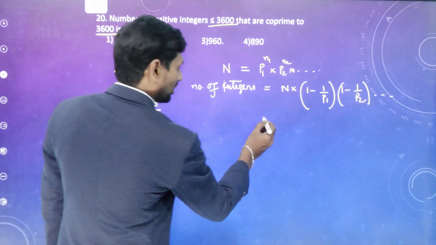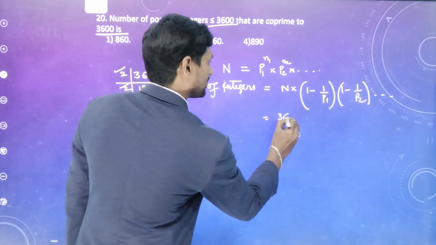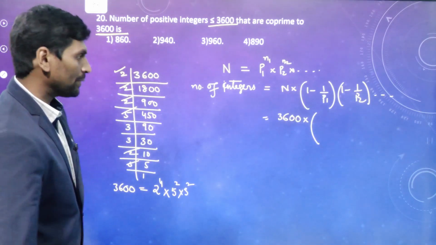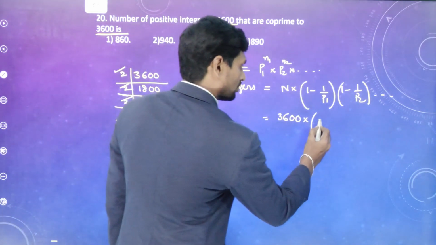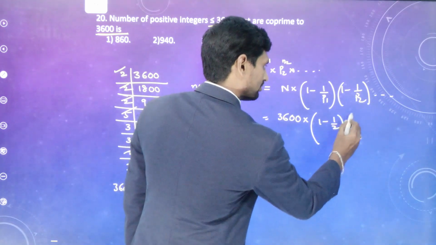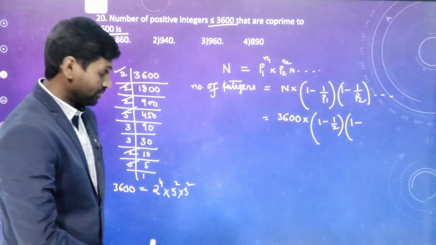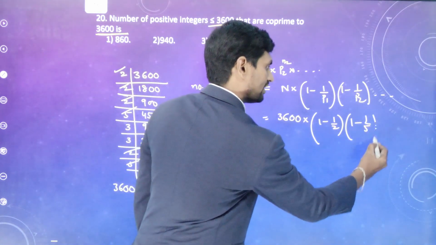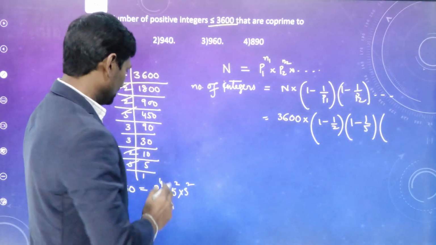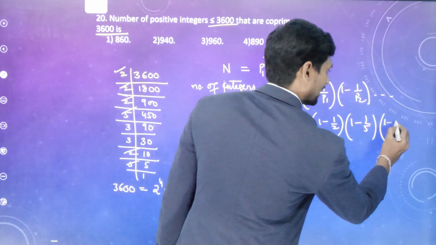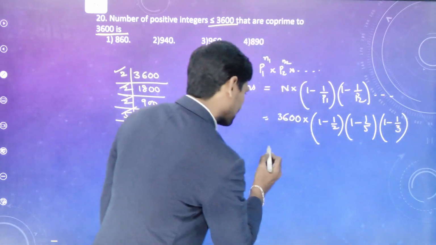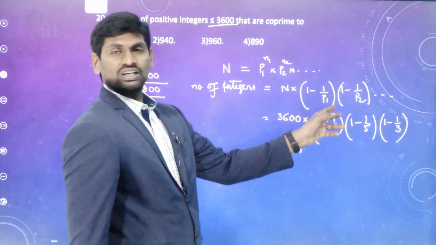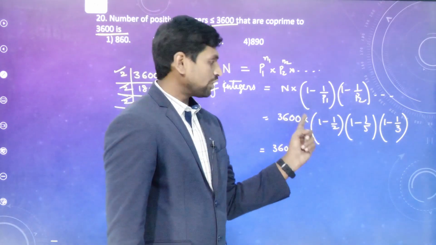Substitute in the formula: the composite number is itself 3600 into 1 minus 1 by p1. The first prime number is 2, so 1 minus 1 by 2. The second prime number is 5, so 1 minus 1 by 5. The third prime number is 3, so 1 minus 1 by 3. That equals 3600 into. Write it in fractional form.